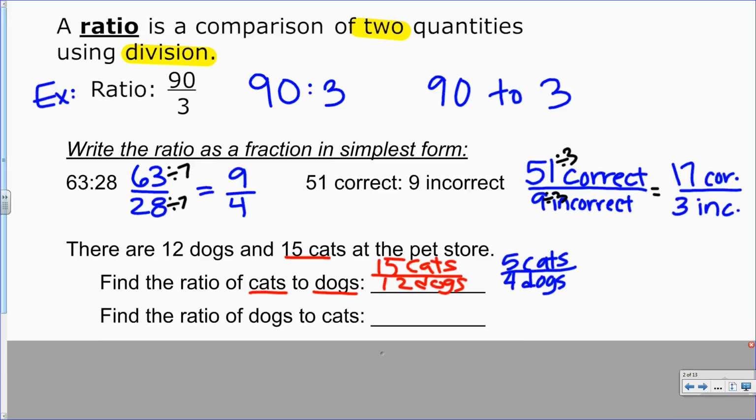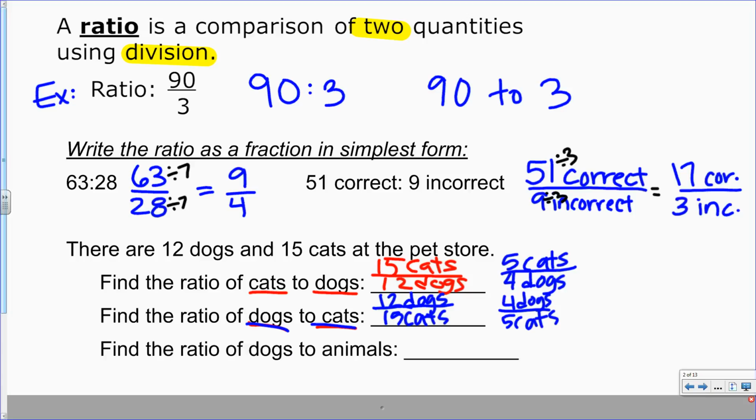On the next one, they change the order on us. It now says find the ratio of dogs to cats. So on this one, my number of dogs is going to be 12. So 12 goes on top. The number of cats is 15. So 15 cats goes on bottom. And again, we could reduce that to 4 dogs over 5 cats. That is different than the first one of 5 over 4.